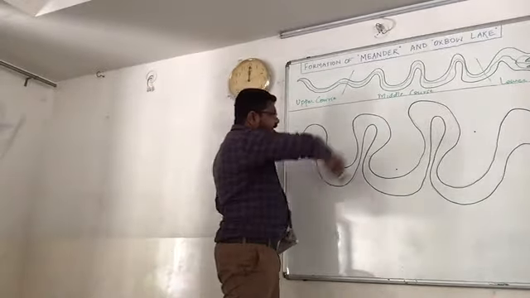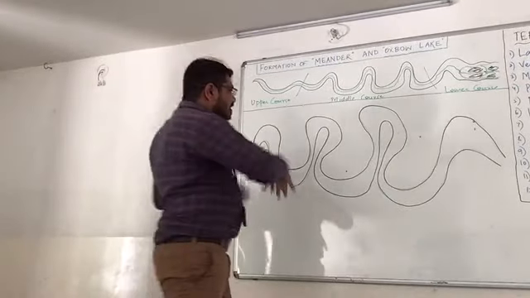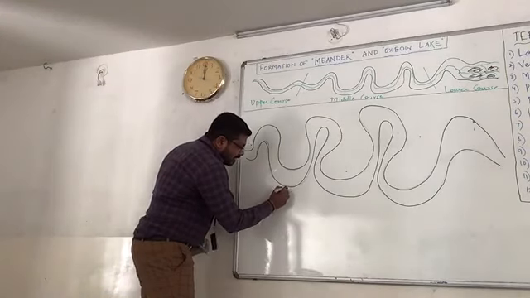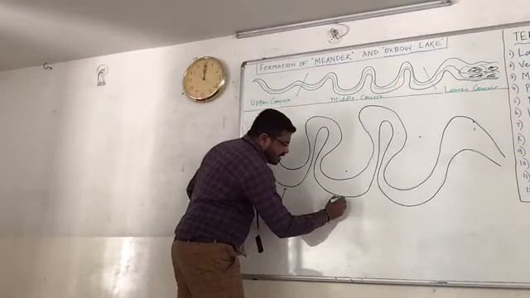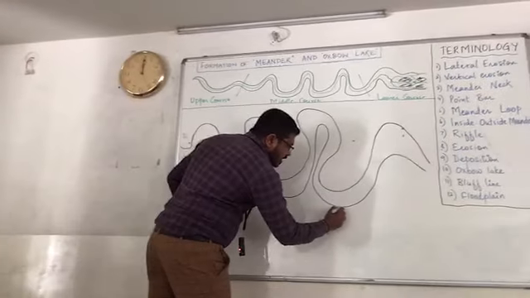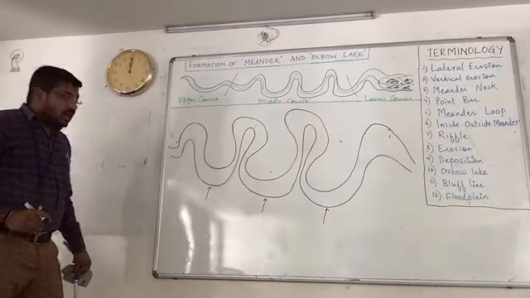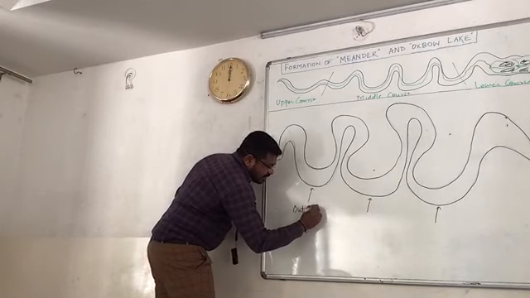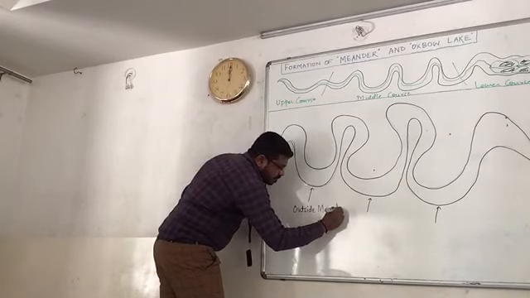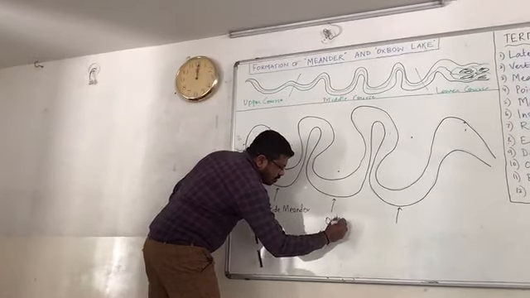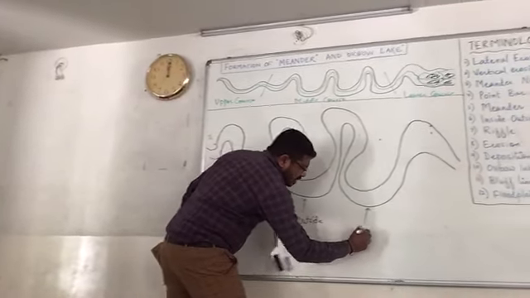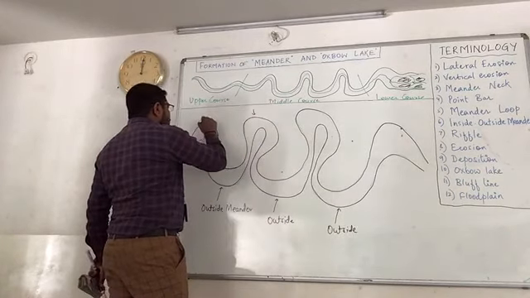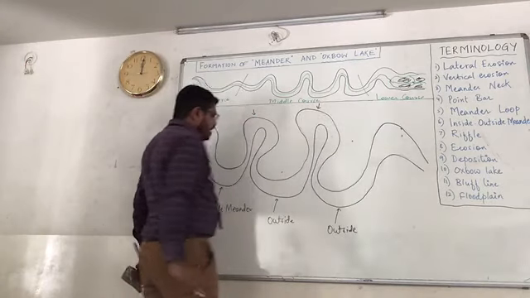Okay, so here you can see that the river has started taking turns, right? Now first of all, the outer line, the outer sides, are known as the outside of the meander. Here also there is an outside, right? Same way, these are also the outsides, right?